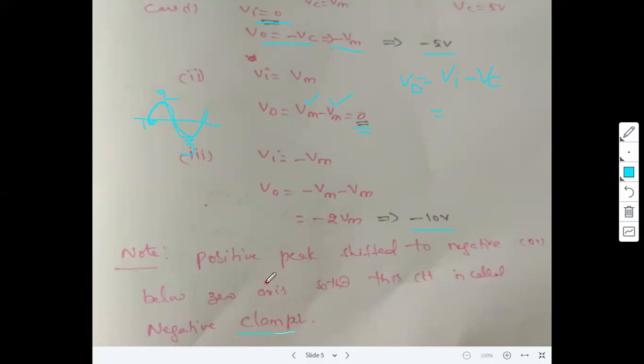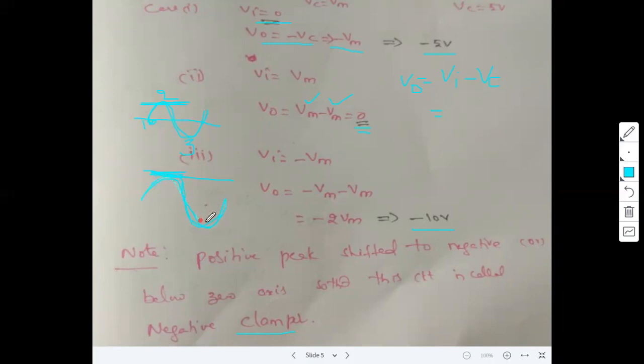Now what is the signal here? This is the input signal. What is the output signal? The output signal is like this. What about this positive peak? It is now shifted to the zero axis or negative. The positive peak is shifted to negative, below the zero axis, so this is called the negative clamper.